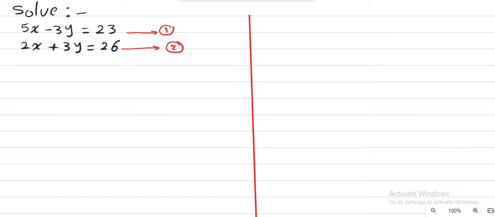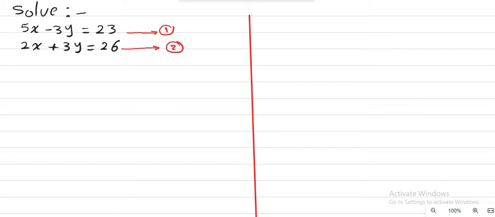The main idea of the elimination method is getting one variable with the same coefficient and different signs. So here the two equations firstly should be written in the same form and the same order: x with x, y with y, number with number, in this form. Here variables are on the left hand side and the number on the right hand side, with x above x, y above y, and number with number.